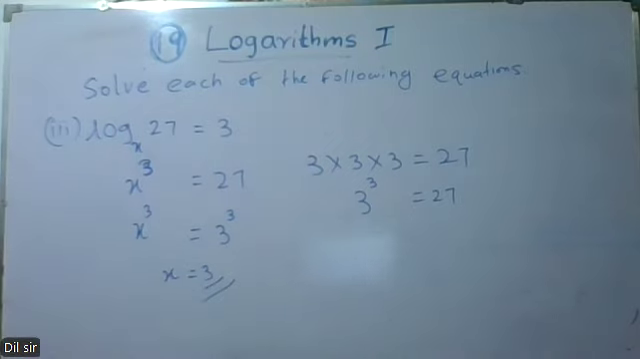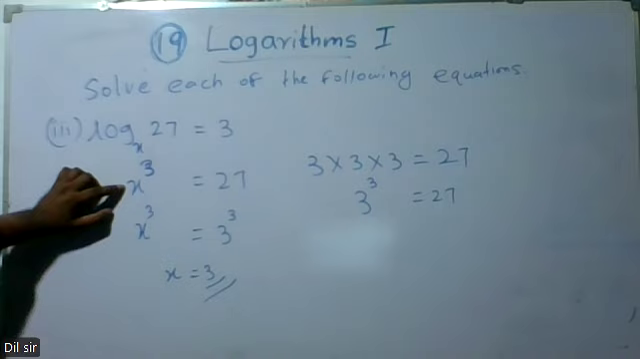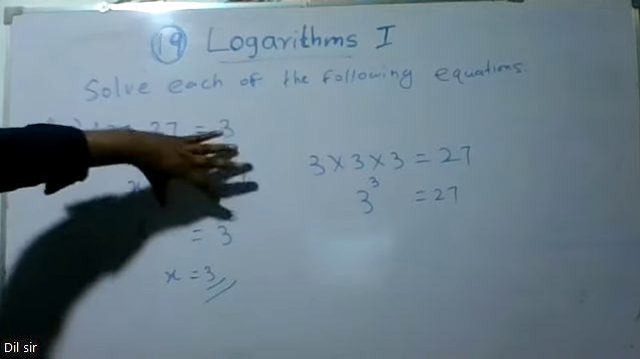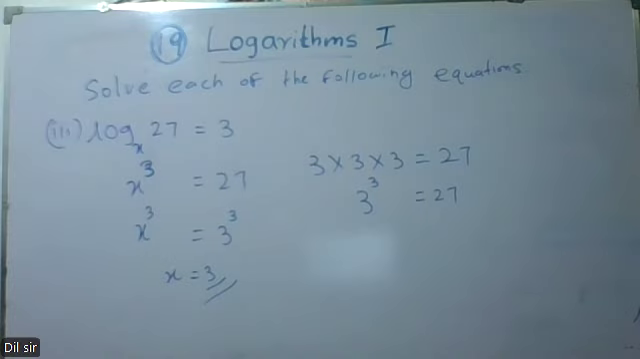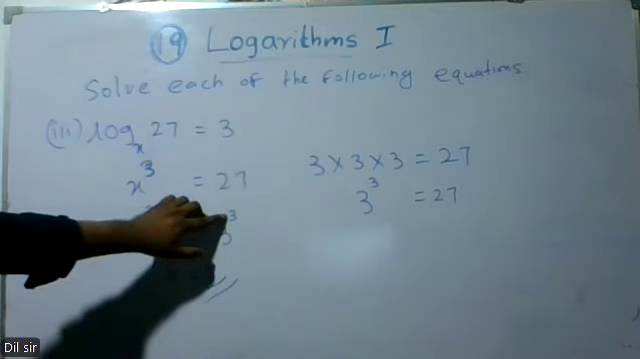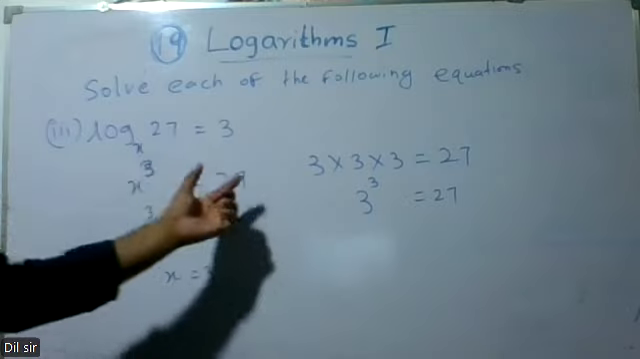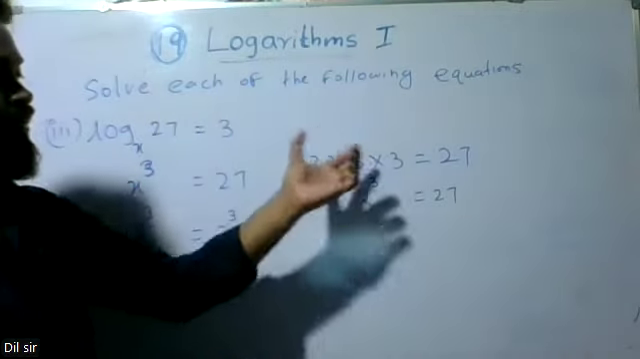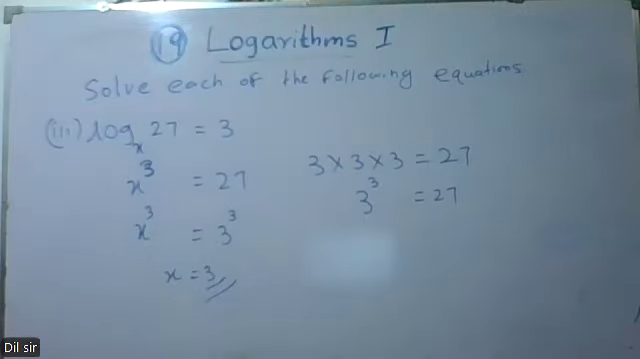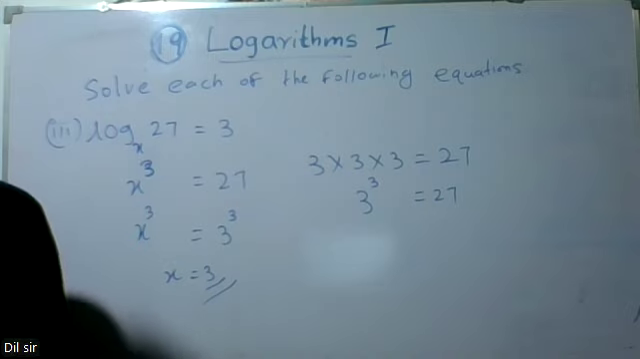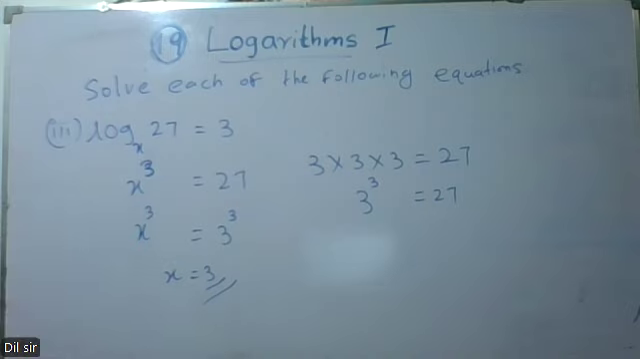X is 3. If your unknown term is in the base, we have to arrange two equal indices on both sides. Since this side has 3, we make 3 on the other side. In fact, taking 27 as 3 times 3 times 3, only with 3 can we get index 3. 3 to the power 3 is 27. Right.